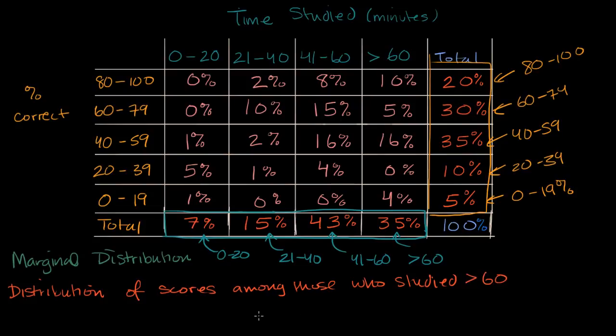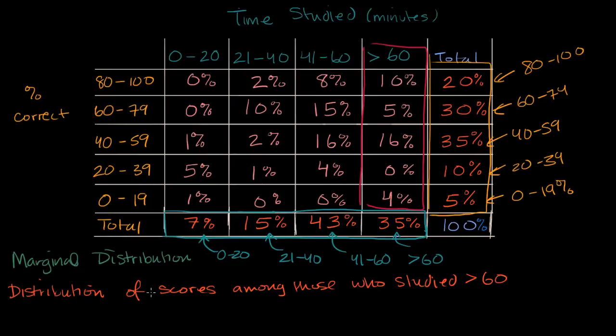So where would I get that? Well, I'll go to the column of the people who studied more than 60 minutes, and then I'd find this distribution of scores. And I see it right over here. Among the folks who studied more than 60 minutes, I have this distribution of scores. So in that group, 10% got 80 to 100, 5% got 60 to 79, 16% got 40 to 59. None of them, 0%, got 20 to 39, and 4% got 0 to 19%.